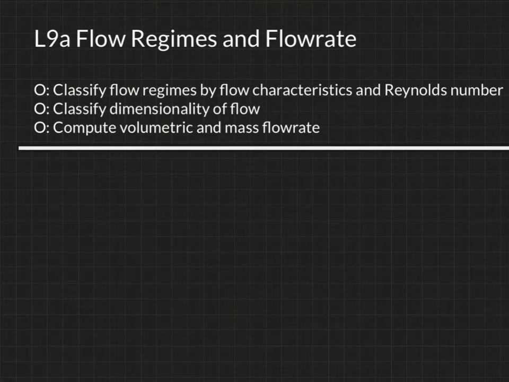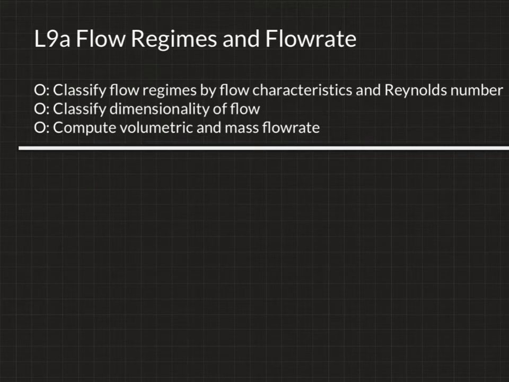Then we're going to classify the dimensionality of the flow, and that just means whether or not the flow is considered one-dimensional, two-dimensional, or three-dimensional. For this class, that's kind of esoteric. I'm not really sure I can think of a good time when you might need to do that for this class. However, if you go into other classes, graduate school and things like that, it's just about ways to think about the problem in order to simplify it. And then last, I'm going to compute the volumetric and mass flow rate. Those will be lecture 9b. That's just how I think I'm going to split this one up right now.